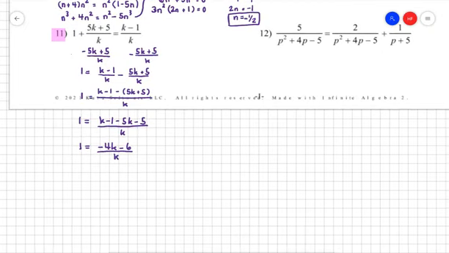I'll multiply by k on both sides. I get k equals negative 4k minus 6. Move those k's over to the left side. 5k equals negative 6. Divide by 5. And k equals negative 6 over 5. Then we would go back and check, does that make my denominator equal 0? My denominator is k, so no. So that's a solution that we can use.